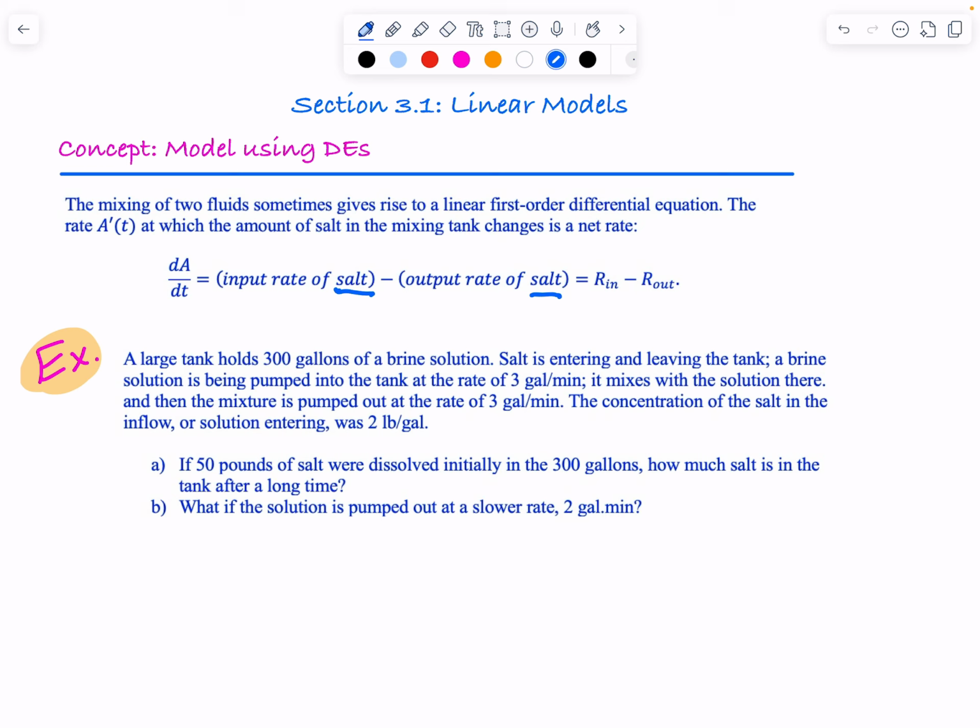Okay, so a large tank holds 300 gallons of brine solution, that's salt and water. Salt is entering and leaving the tank. A brine solution is being pumped into the tank at a rate of 3 gallons per minute. It mixes with the solution there. And then the mixture is pumped out at a rate of 3 gallons per minute. The concentration of the salt in the inflow, the solution entering, was 2 pounds per gallon. So they're entering salt. If 50 pounds of salt were dissolved initially in the 300 gallons, how much salt is in the tank after a long time?